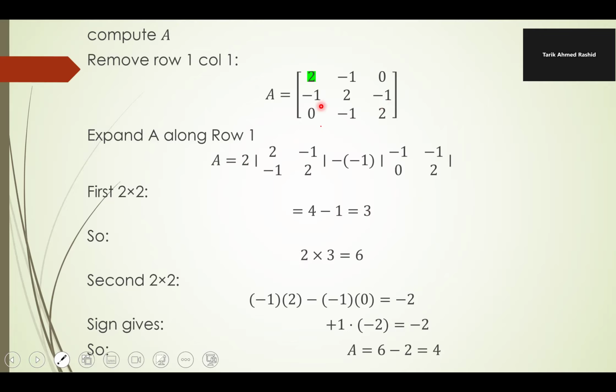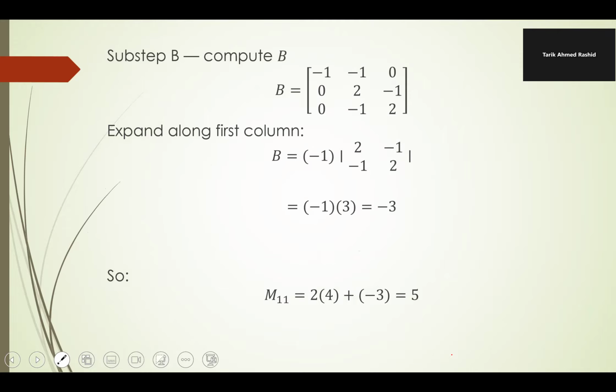We will get the result, which is minus 2, and then multiplied by minus 1, the term is negative. So we will get minus 2. And to get A, this 6 minus 2, we will get 4A. That is done to get computing A, which is 4.